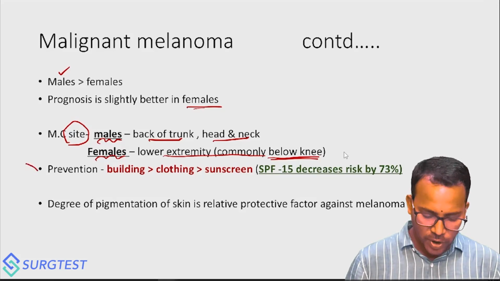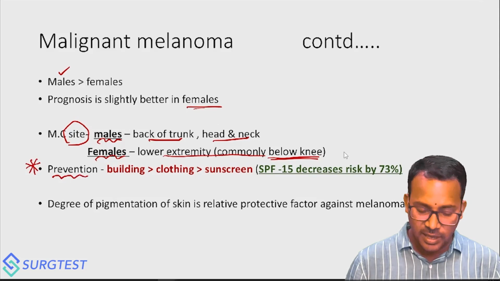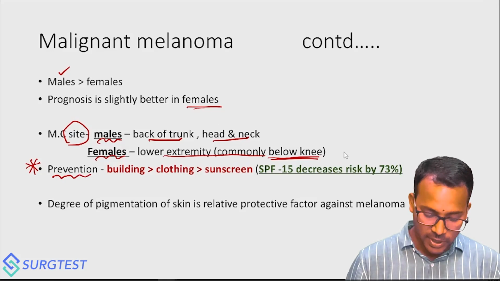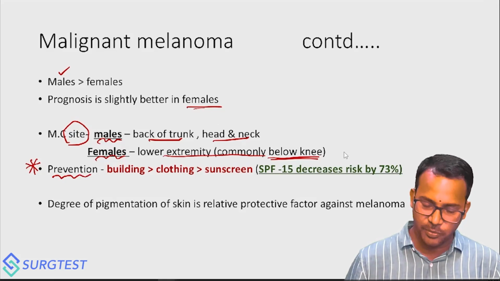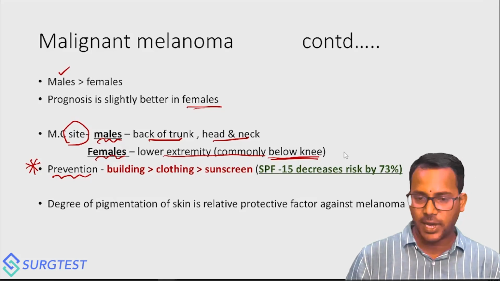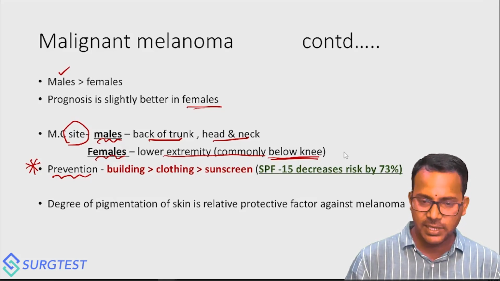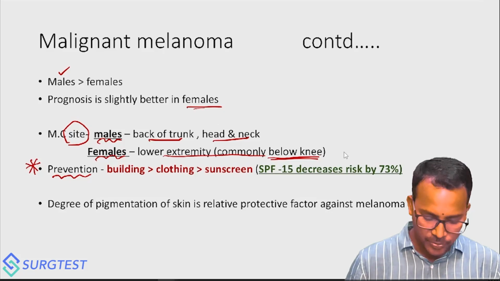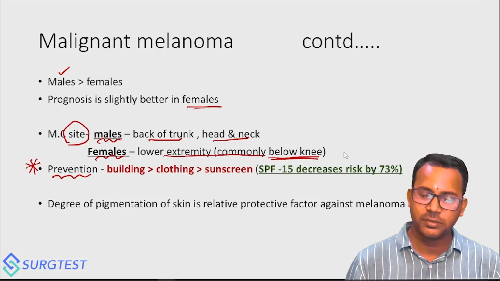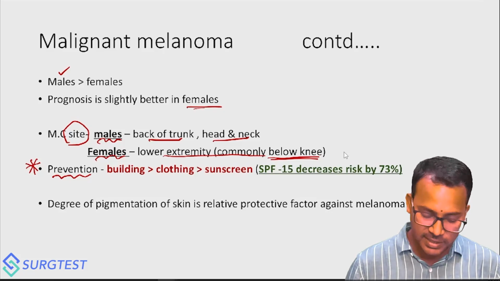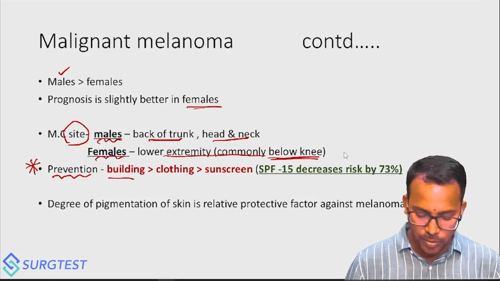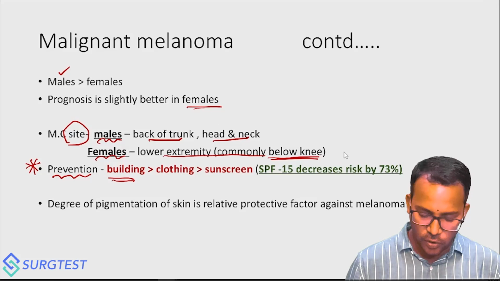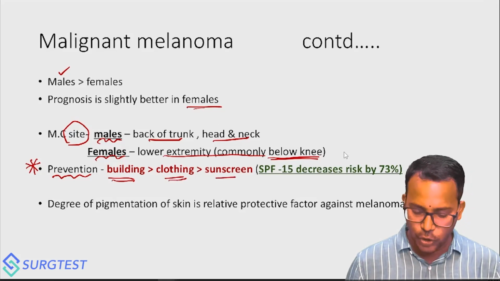Another important point regarding the epidemiology is regarding prevention. Malignant melanoma has a lot of preventive measures. But these are all epidemiological studies, and there are no direct randomized controlled trials. With the data that is available, avoiding exposure to the sun to a greater extent, that is keeping yourself indoors, is a much more effective way of preventing malignant melanoma. This is followed by clothing, and this is followed by using a sunscreen.